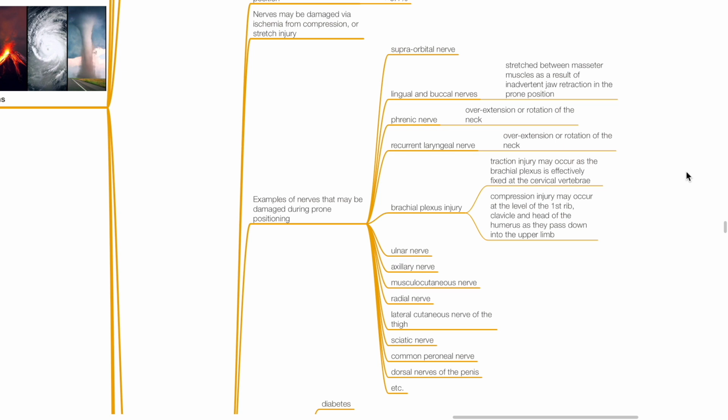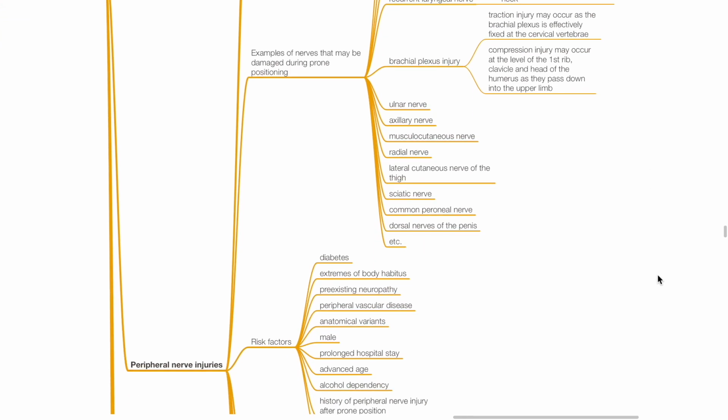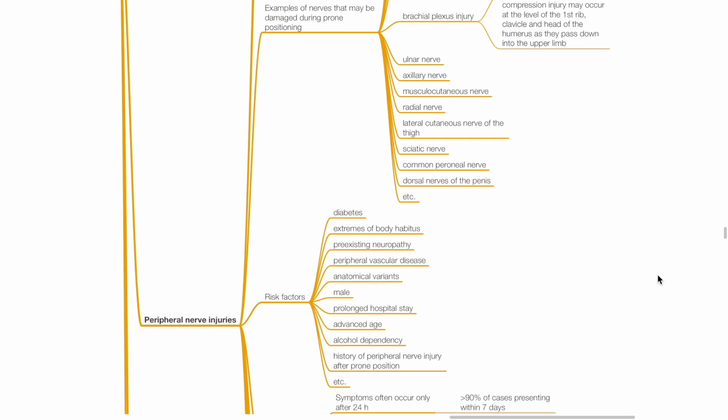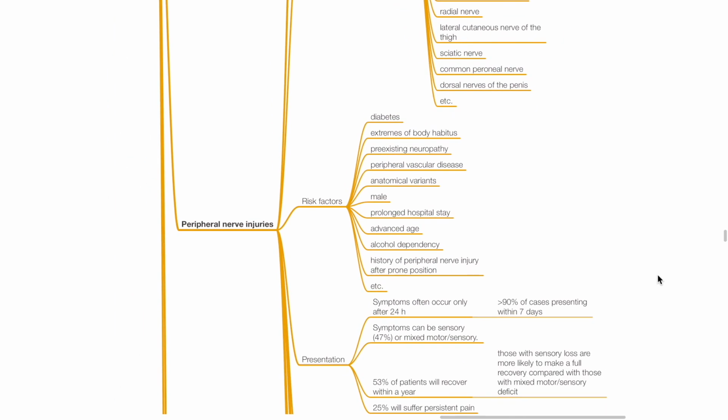Other nerves that may be damaged include the ulnar nerve, axillary nerve, musculocutaneous nerve, radial nerve, lateral cutaneous nerve of the thigh, sciatic nerve, common peroneal nerve, and dorsal nerves of the penis. Risk factors for peripheral nerve injuries include diabetes, extremes of body habitus, pre-existing neuropathy, peripheral vascular disease, anatomical variants, male sex, prolonged hospital stay, advanced age, alcohol dependency, history of peripheral nerve injury after prone position, etc.